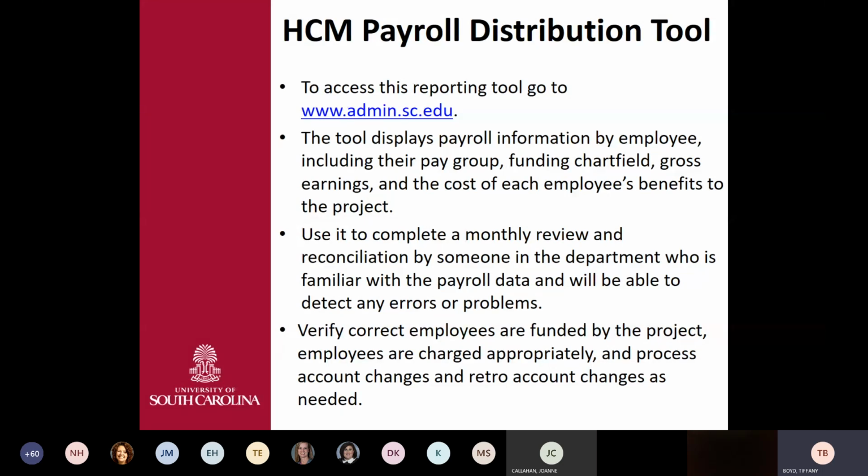Now we have done a webinar just on how to use this HCM payroll distribution tool, and it is located out on the controller's website under Grants and Funds Management. So if you want more information on this, please don't hesitate to go out there and review that webinar. It is recorded, and there's also a copy of the PowerPoint that we used, and it really goes step by step, showing you how to use the different features of that tool.